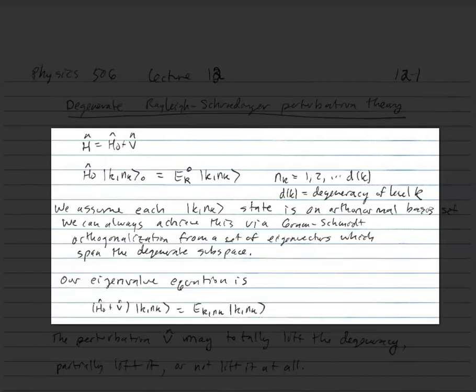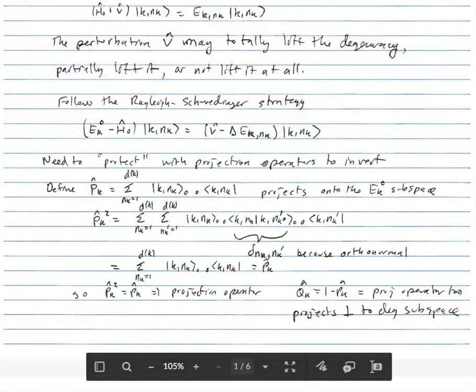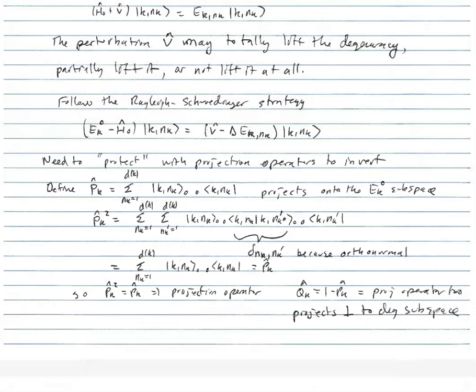And then the eigenvalue equation that we want to solve is H0 plus V acting on the state k comma n_k without a 0 is equal to E_k,n_k times that ket k comma n_k. Now, the perturbation V might totally lift the degeneracy, it might partially lift the degeneracy, or it might not lift it at all. And so you can already see with degenerate perturbation theory, there's lots of different things that can go on. We're going to again follow the exact same Rayleigh-Schrödinger strategy.